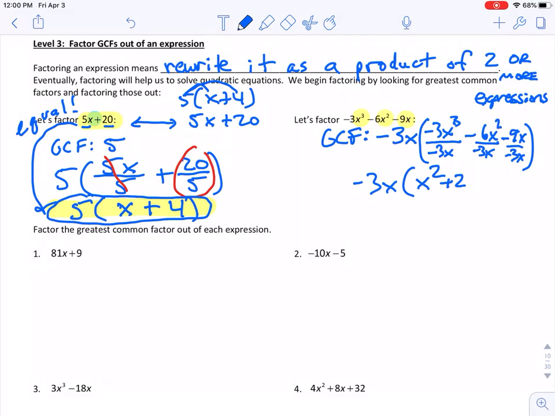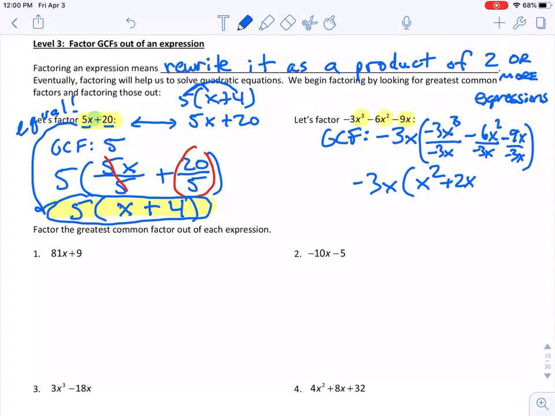Oh, you know what? One little error I just noticed. That should have been a 6x squared in the numerator. Okay, so let's adjust. 6x squared divided by negative 3x. The x squared over the x is just going to give you a single x. All right, that looks better.